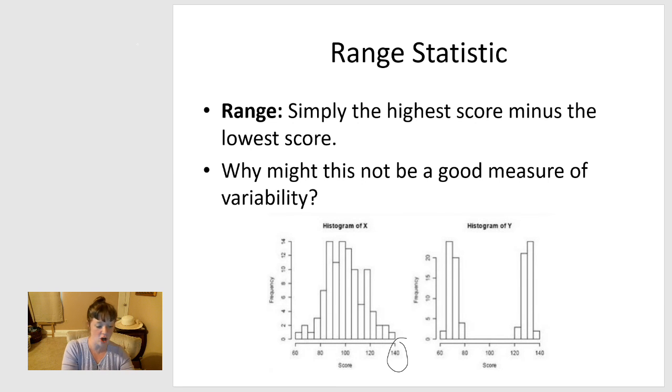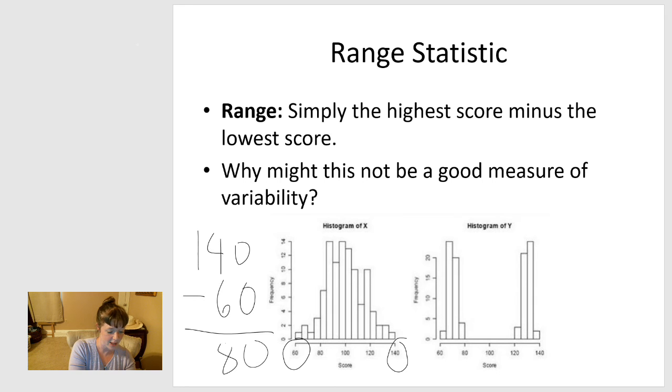And it looks like the lowest score is 60. So we have a normal distribution, a bell-shaped curve, and the range would be 140 minus 60, which would be 80. 140 minus 60 is 80. So the range is 80 points. This variable has a range of 80 points, from the highest score, 140, all the way to the lowest score, 60.